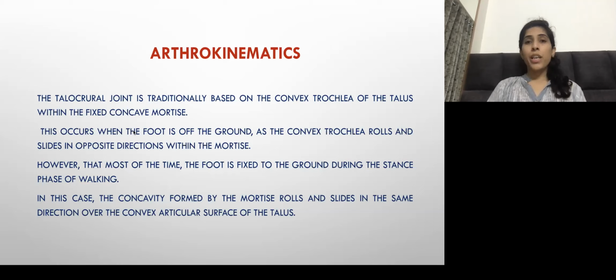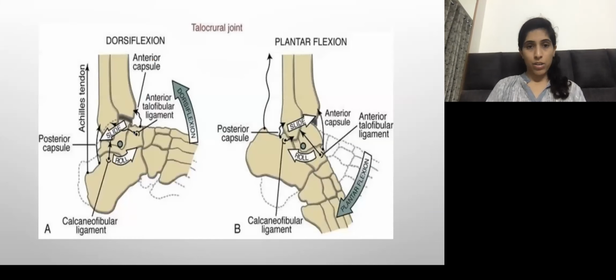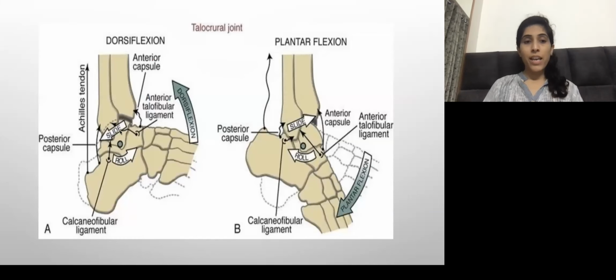During this type of motion, if the tibia and fibula are moving on the talus, the concave surface is moving on the convex, so rolling and sliding both will be in the same direction. Here this white arrow is indicating the rolling and sliding motion direction. Here they have given the non-weight bearing motion. We can see during dorsiflexion, rolling is in the anterior direction, whereas sliding is in the posterior direction.